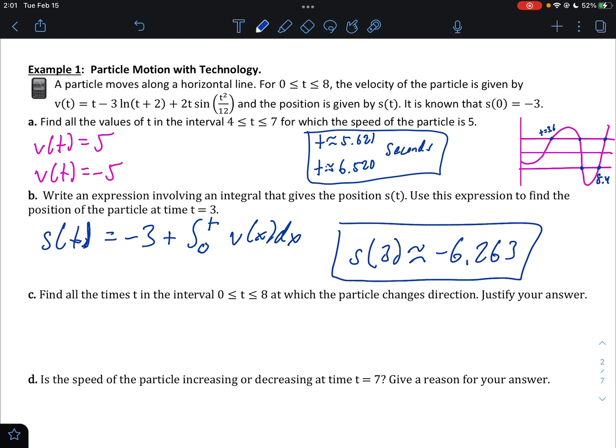And my graph is coming up here. It looks like there are 2 times where the velocity changes from negative to positive or positive to negative. The first one, so go to second, calculate, zero. Scroll over to the first one, which is a little after 2. And it looks like I'm getting 2.341.